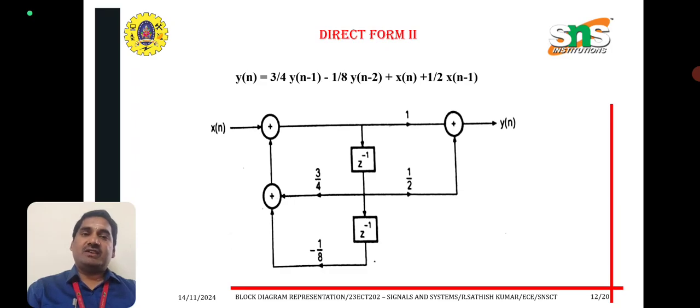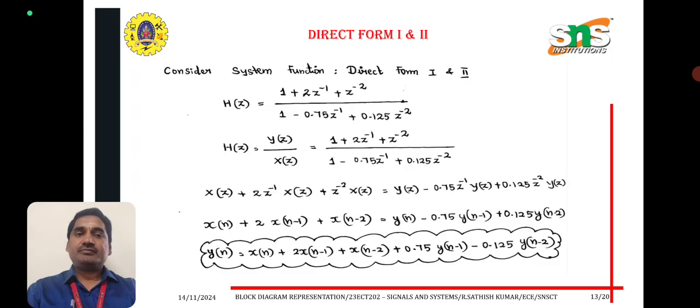Therefore we can get it as x(n) + 3/4 into x(n-1) - 1/8 into x(n-2) + y(n) + 1/2 into y(n-1). This is the direct form 2 structure.